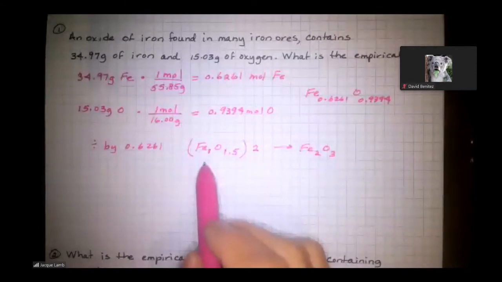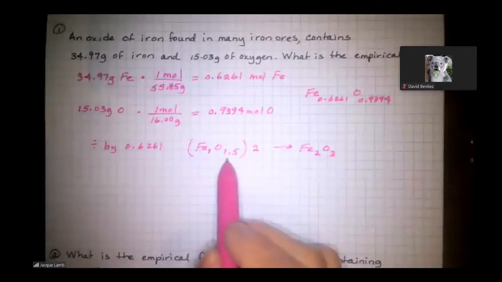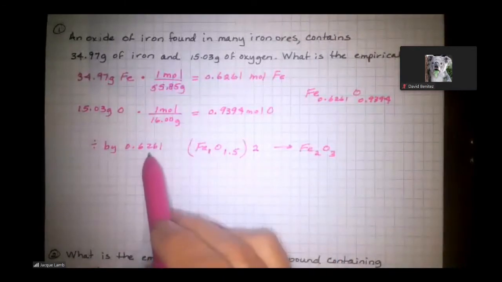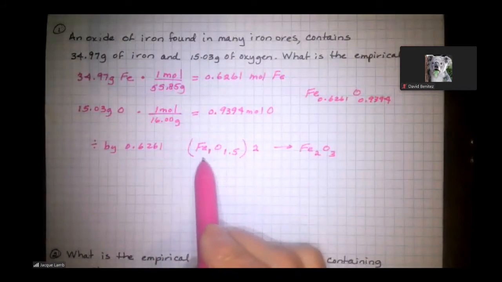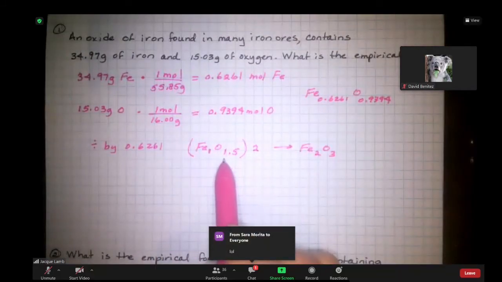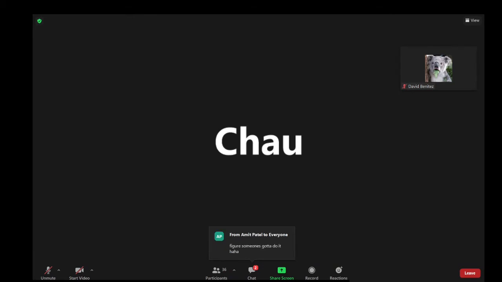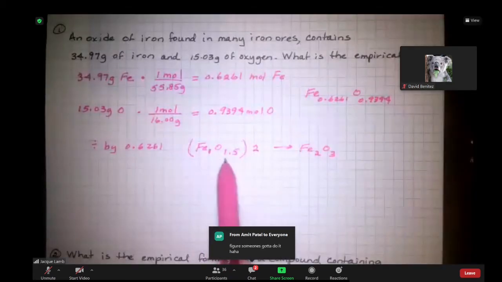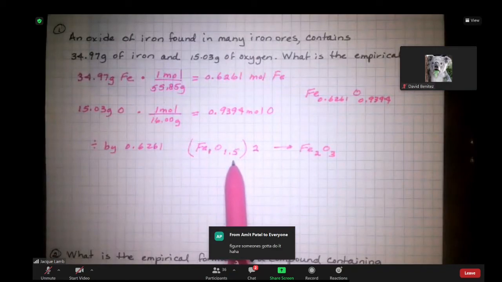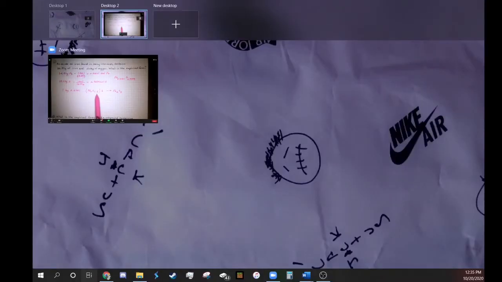Sure. So why do you multiply it by 2 but not by any other numbers? Because in this formula, when I divide by the lowest number, I end up with 1 iron and 1.5 oxygens. I can't have half an oxygen atom. I have to have whole numbers of atoms. So somehow I have to make this into a whole number ratio. And I can clear that 1.5 most easily by multiplying it by 2, making it 3.